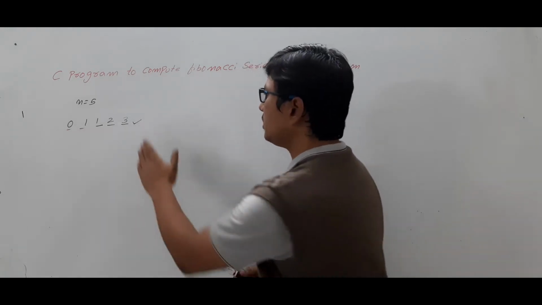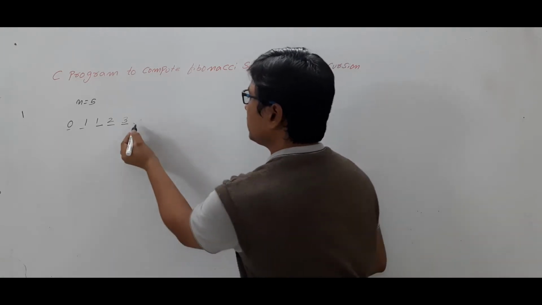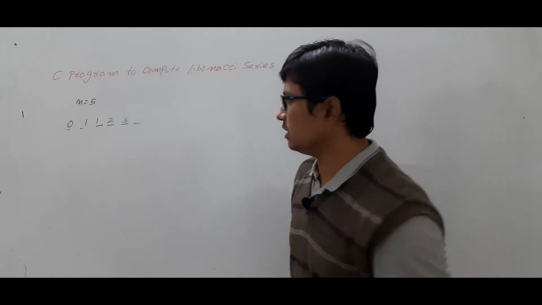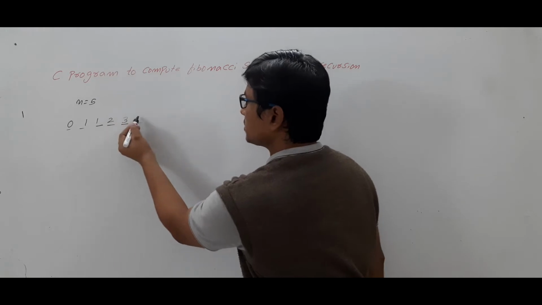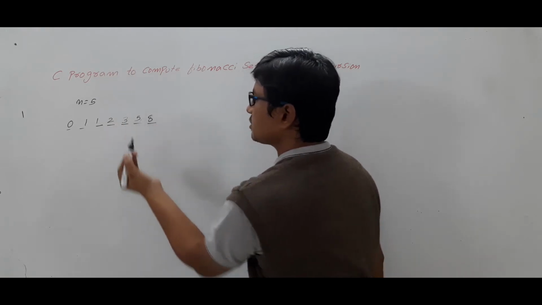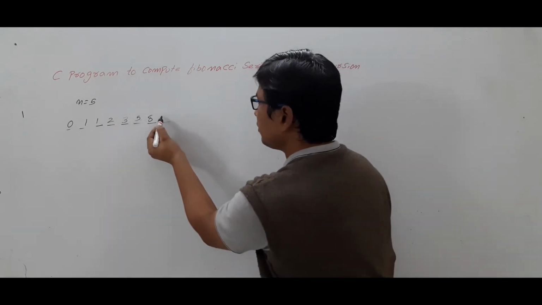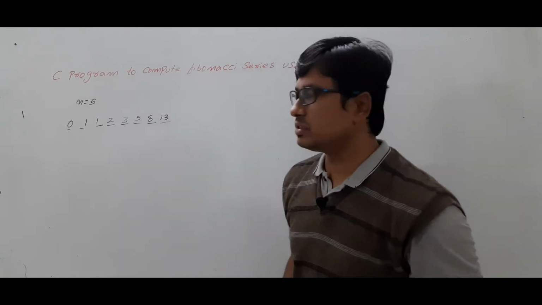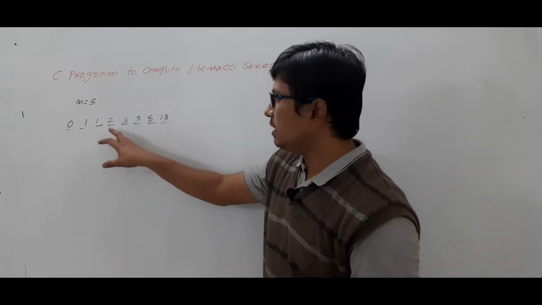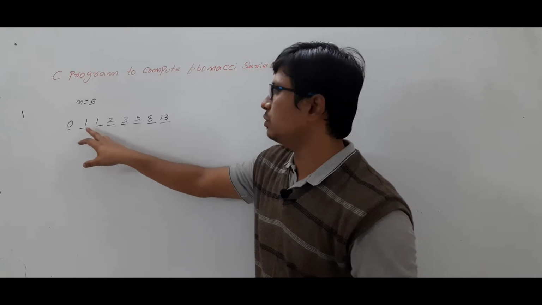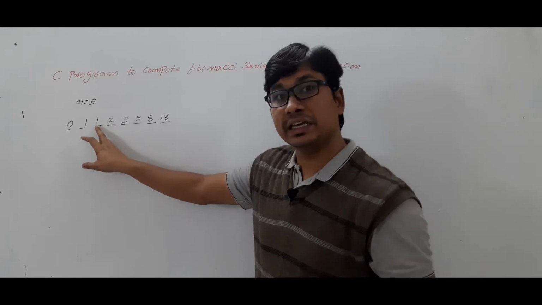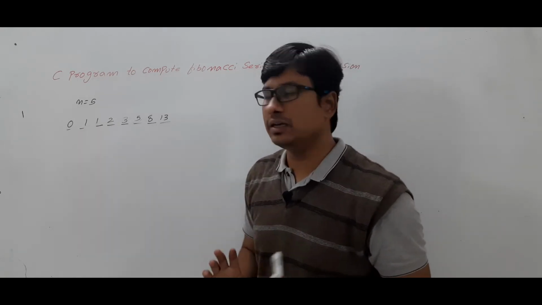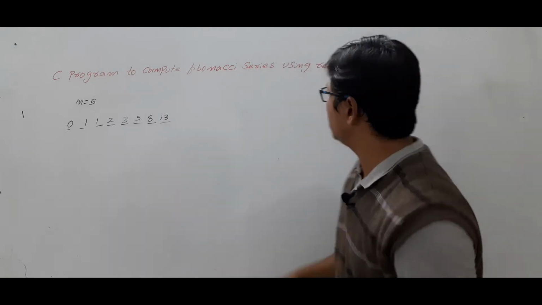Now if you want to find the next element, it is equal to 2 plus 3, 5. Next element will be 3 plus 5, 8. Next element will be 5 plus 8, which is 13. So this is what the Fibonacci series is. So the nth element is equal to the (n minus 1)th plus the (n minus 2)th element. Okay, is it clear? Please remember this logic.